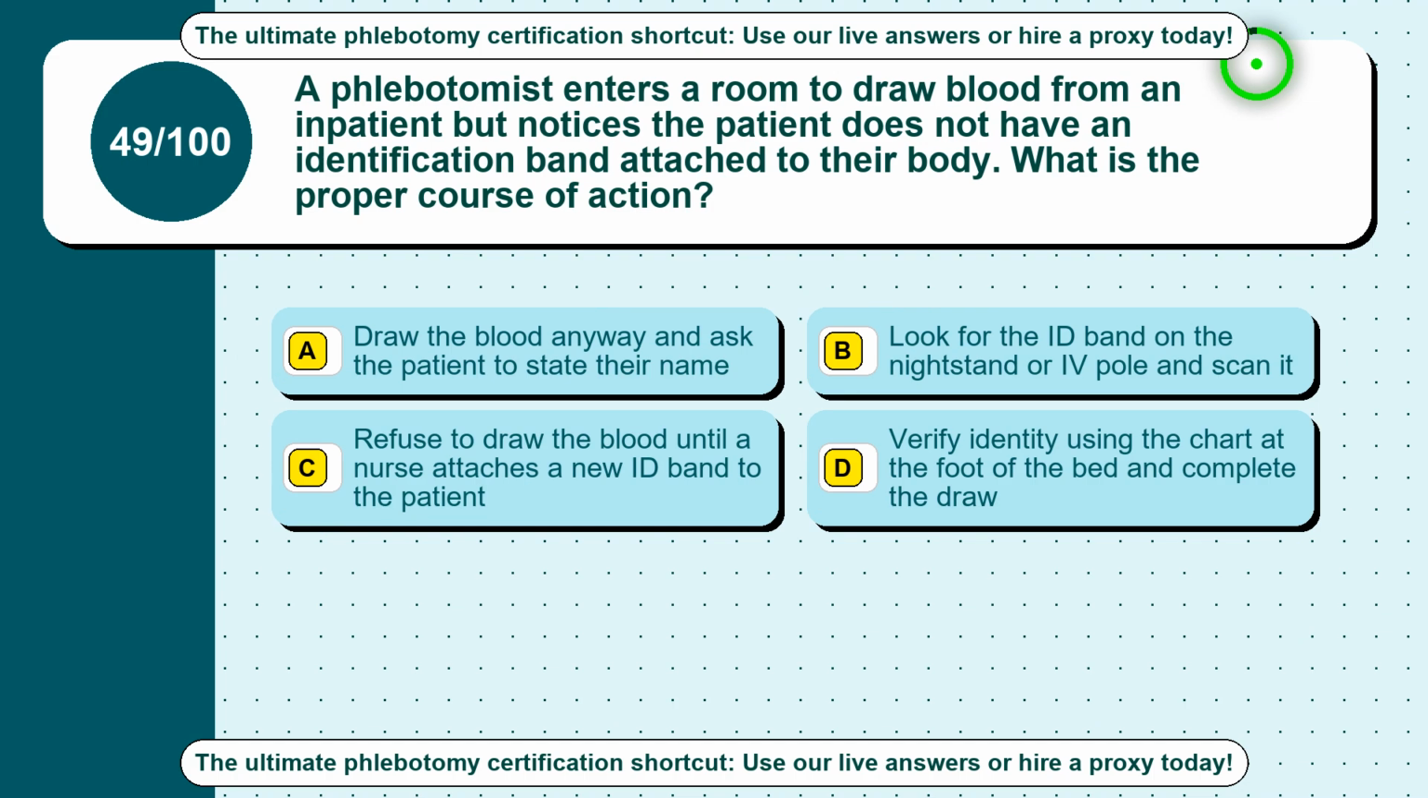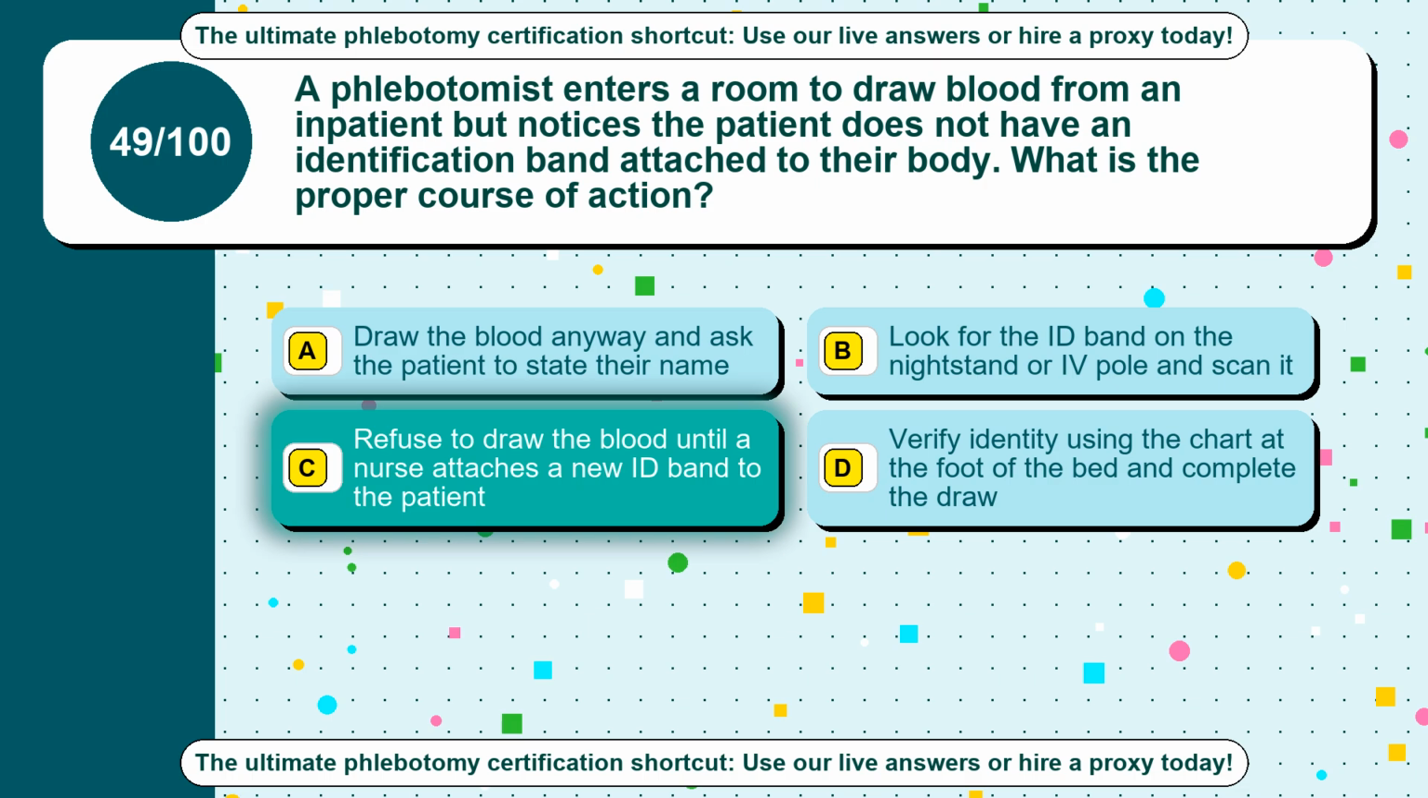Question 49. A phlebotomist enters a room to draw blood from an inpatient but notices the patient does not have an identification band attached to their body. What is the proper course of action? Option A. Draw the blood anyway and ask the patient to state their name. Option B. Look for the ID band on the nightstand or IV pole and scan it. Option C. Refuse to draw the blood until a nurse attaches a new ID band to the patient. Option D. Verify identity using the chart at the foot of the bed and complete the draw.